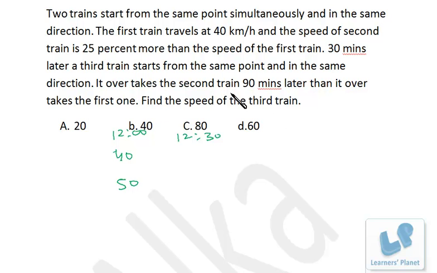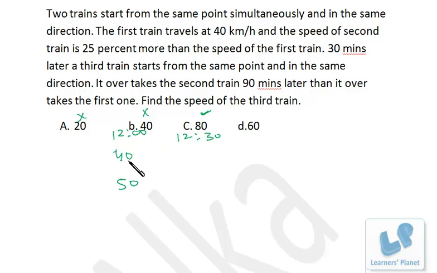Now friends, since the third train is overtaking both of these trains, that means the speed of the third train must be obviously more than 50, right? So these two options are ruled out. Now we can check any of the options. The difference in overtaking time is 90 minutes. Suppose I take 40.